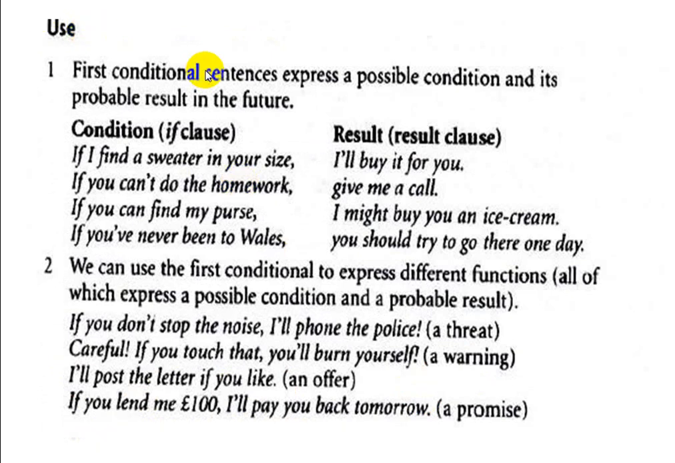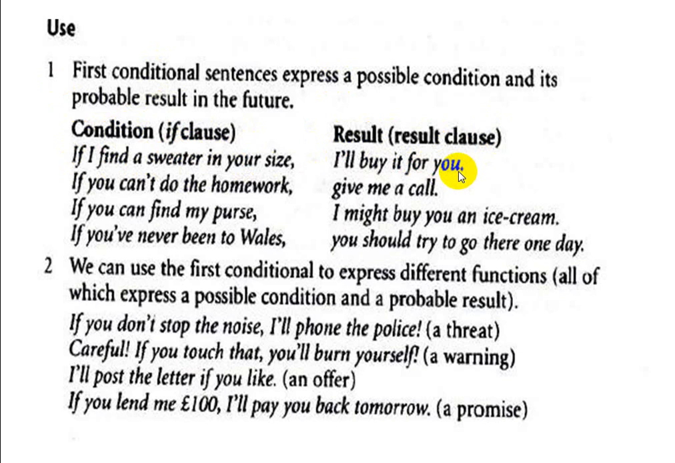Use of the first conditional. First conditional sentences express a possible condition and its probable result in the future. مثل ما قلنا، a real possibility، expresses a possible condition and its probable result، والنتيجة المحتملة في المستقبل. For example, condition اللي هي if clause، والresult اللي يسموها result clause. If I find a sweater in your size، هاي الif clause، الcondition clause. الresult مالتها: I'll buy it for you.